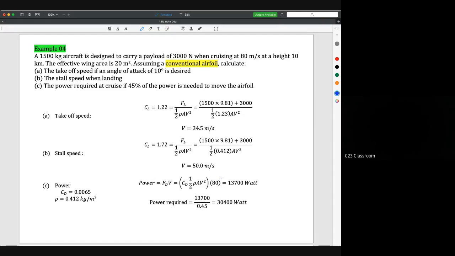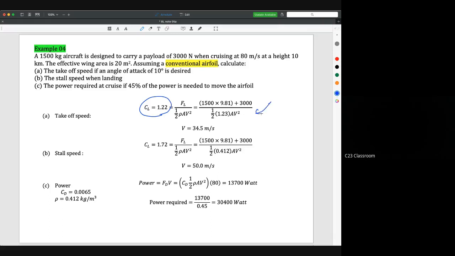So for the takeoff speed, this is the lift coefficient that usually occurs at the takeoff speed. So we take CL equal to 1.22. So it is equal to FL over 1 over 2 rho A V squared. And we calculate everything here.